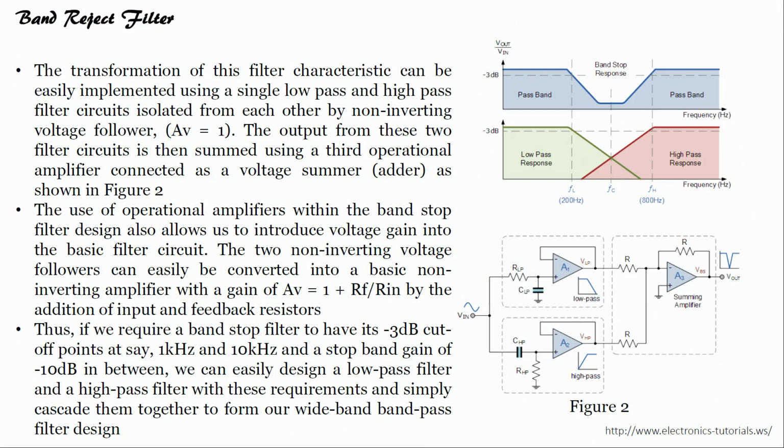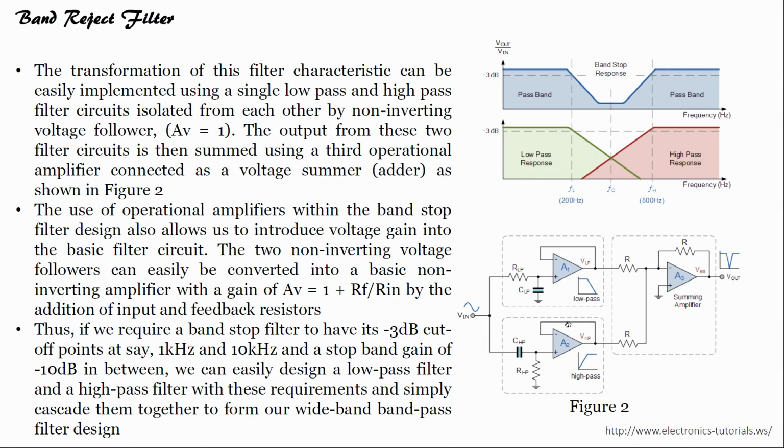Now, if I want to design the band reject filter, then this is the circuit that is used for designing. There is a low pass filter and a high pass filter in a parallel configuration, and then there is a summing amplifier. So, how does it work? The transformation of these filter characteristics can be easily implemented using a low pass and high pass filter isolated from each other by a non inverting voltage follower. See, the voltage follower is here, and here.